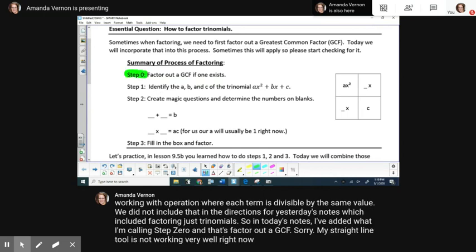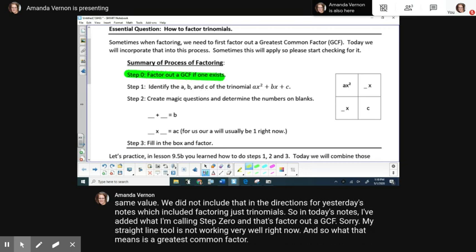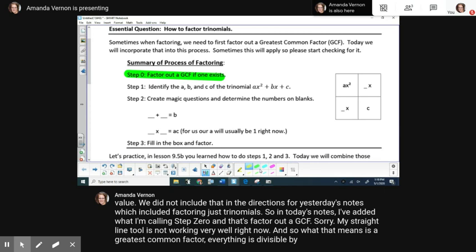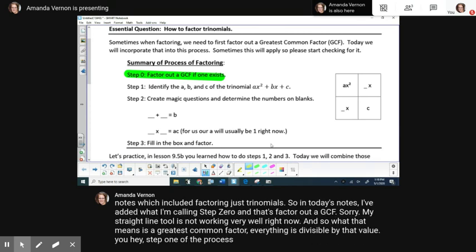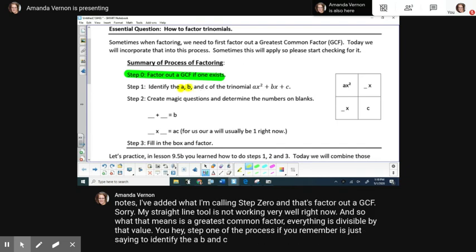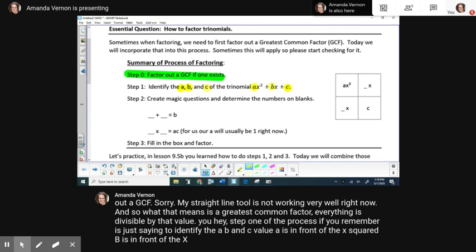And so what that means is a greatest common factor, everything is divisible by that value. Okay? Step 1 of the process, if you remember, is just saying to identify the A, B, and C value. A is in front of the x squared, B is in front of the x, and C is all by itself. It does not have a coefficient.